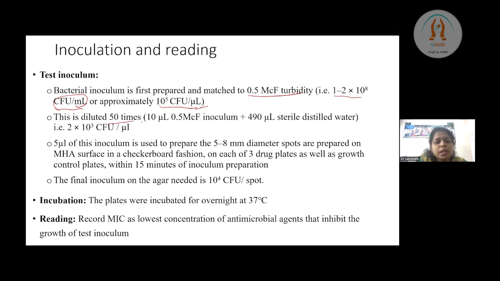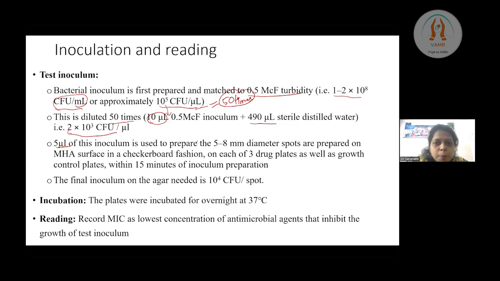This 10^5 colony forming units per microliter has to be diluted 50 times. For that, you take 10 microliter of the 0.5 McFarland inoculum and add it to 490 microliter of sterile distilled water. So we are diluting it 50 times, and now we are getting 2 × 10^3 colony forming units per microliter. From this, we are going to add 5 microliter.